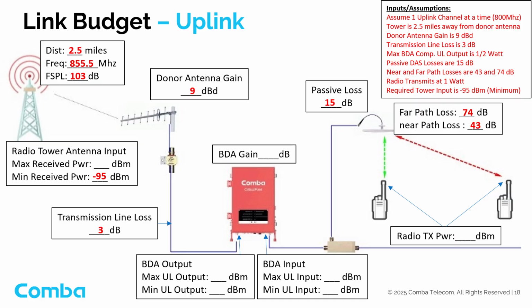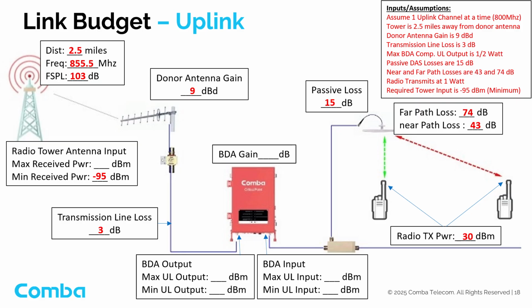We can't enter a power of 1 watt directly, as power levels in link budgets are expressed in dBm. Converting 1 watt to dBm gives 30 dBm. We'll use 30 dBm as the portable radio transmit power. Next, we calculate the near and far uplink input powers to the BDA. The near radio BDA input power will be the maximum BDA input power. The far radio input power will be the minimum BDA input power.